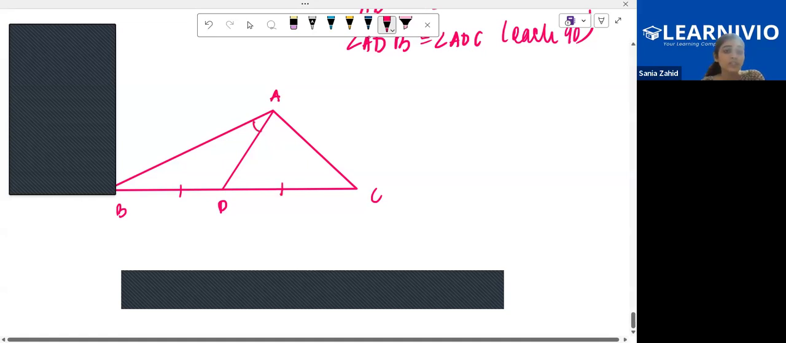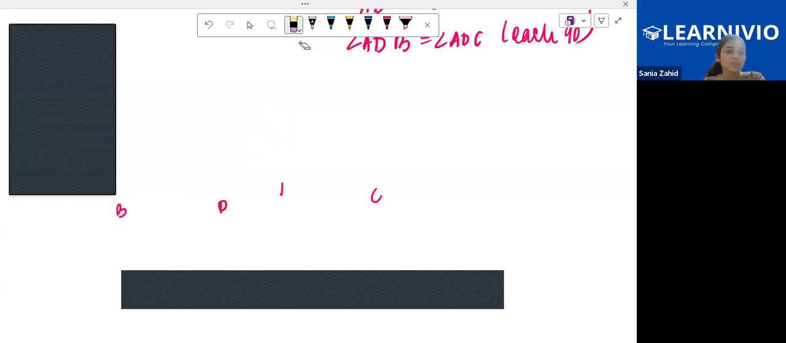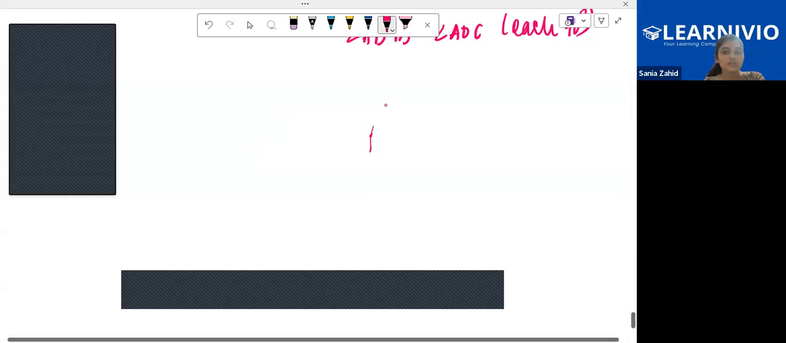Okay, but again, these angles may not be equal. So we consider only what is given in the question. In the question, it is not given that angle A is being bisected. It is given that BC is being bisected. So there is only one thing given in the question. You cannot assume the other thing.